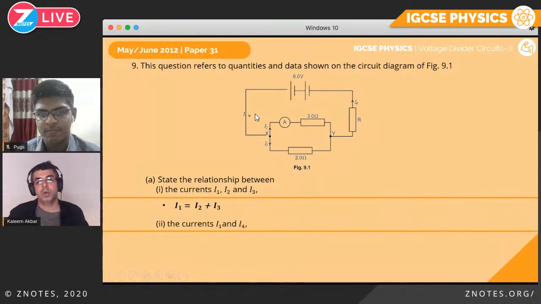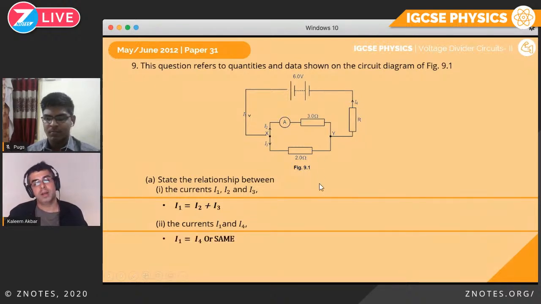Then it asks, what can you tell me about the relationship between I1 and I4? That's away over there. Well, they're going to be the same. Why? Because here the current splits, but then at the point Y it joins together again and it goes all the way around. So I1 and I4 are going to be the same.